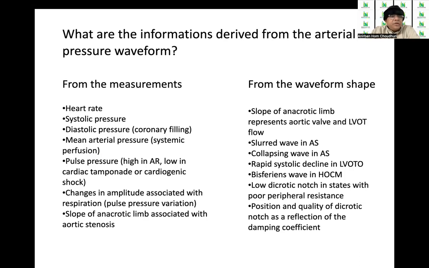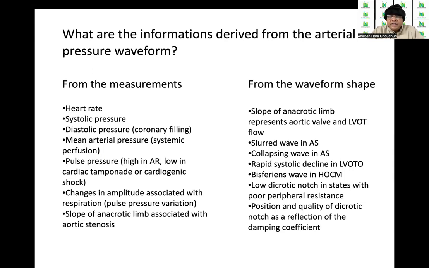Changes in amplitude associated with respiration, which is also known as pulse pressure variations, are one of the indicators of fluid responsiveness or volume responsiveness in a patient. The slope of the anacrotic limb is associated with aortic stenosis, because the morphology of this anacrotic limb changes in such patients. From the waveform shape, we can know the slope of the anacrotic limb, which represents the aortic valve and the LVOT flow. Slurred wave is seen in aortic stenosis. Collapsing wave is seen, or rapid systolic decline, in left ventricular outflow tract obstruction. Bisferiens pulse is seen in HOCM, that is hypertrophic obstructive cardiomyopathy.